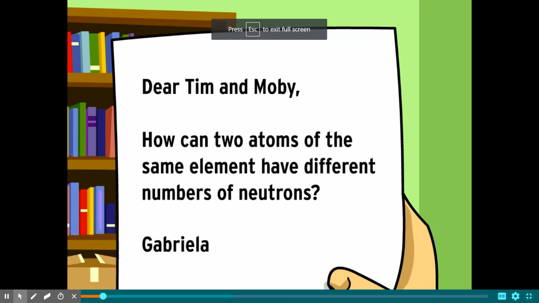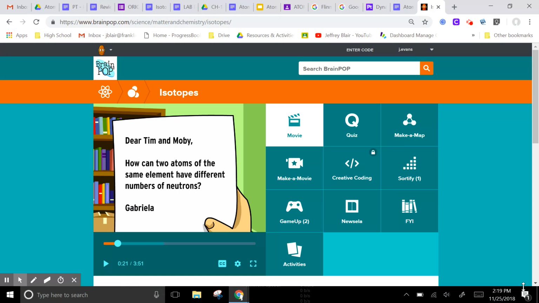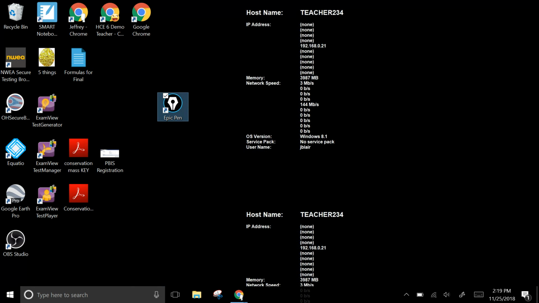The goal of this video is to get you ready to do your lab investigating isotopes. And we're going to watch a little bit of this Tim and Moby together. How can two atoms of the same element have different numbers of neutrons? That's what Gabriella is asking Tim and Moby. So the idea again is isotopes, atoms of the same element with different masses.